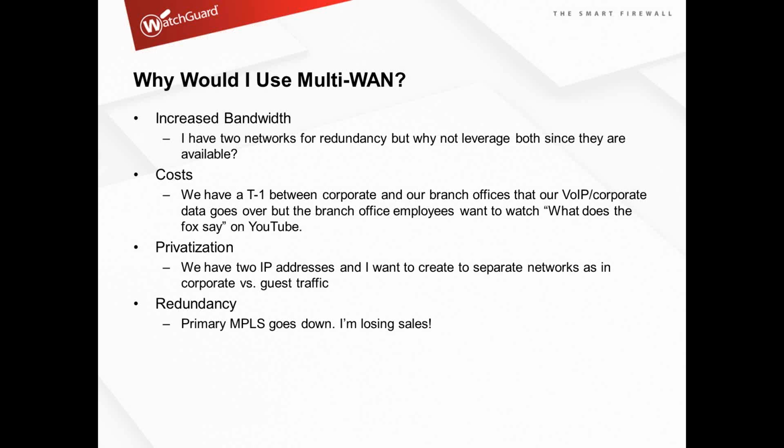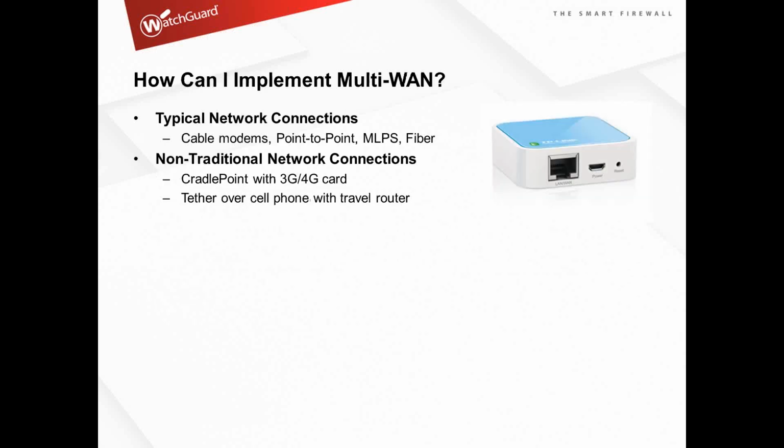And then the big one today is actually redundancy. Maybe you have an MPLS network, and I've heard from a number of people that it's not always that reliable, and when it goes down, ultimately you're losing sales. So now we can look at the option to fail over that multi-WAN or that MPLS connection and simply spin up a branch office VPN. With 11.8, we have quite a few features around the virtual interface that we'll go into as well.